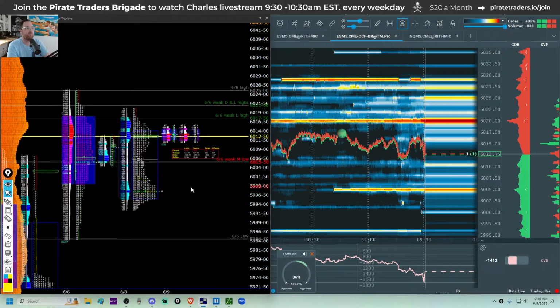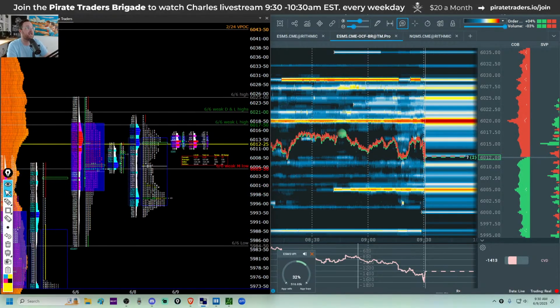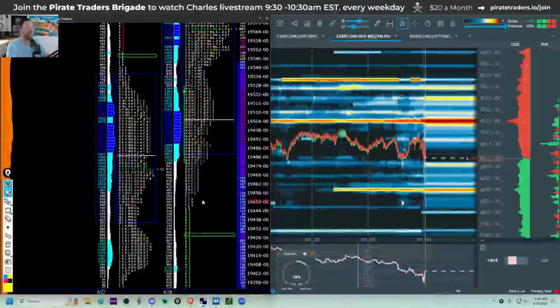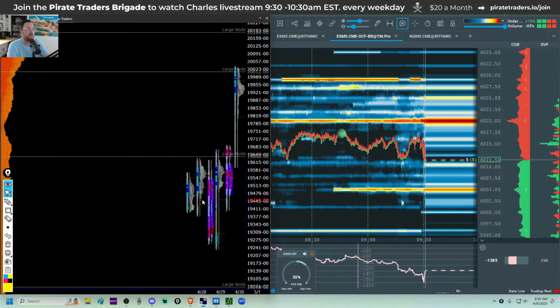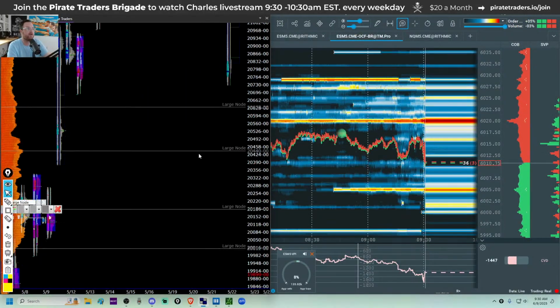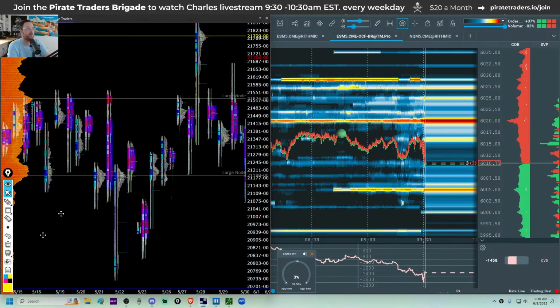So I'm going to go ahead and just take a quick look at the NQ and see if there's any differences in the two markets. They've been a little bit separated last week. So let's take a look.